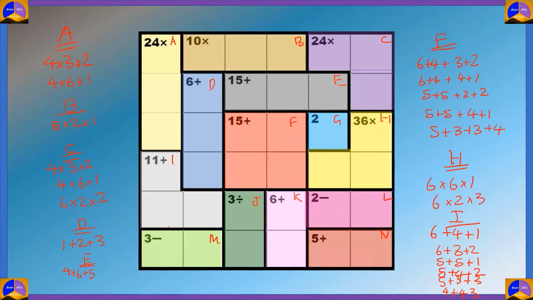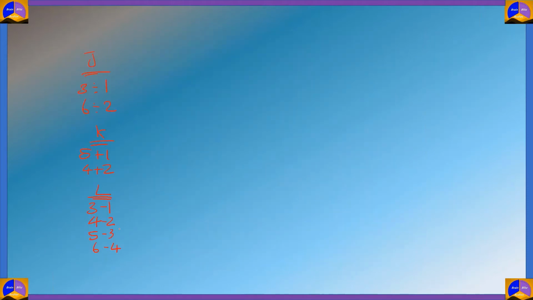Now, let's look at cage M. In this cage, there are two cells and the operation is subtraction. After subtracting, our result must be 3. So, the options are 4 minus 1, 5 minus 2, and 6 minus 3.